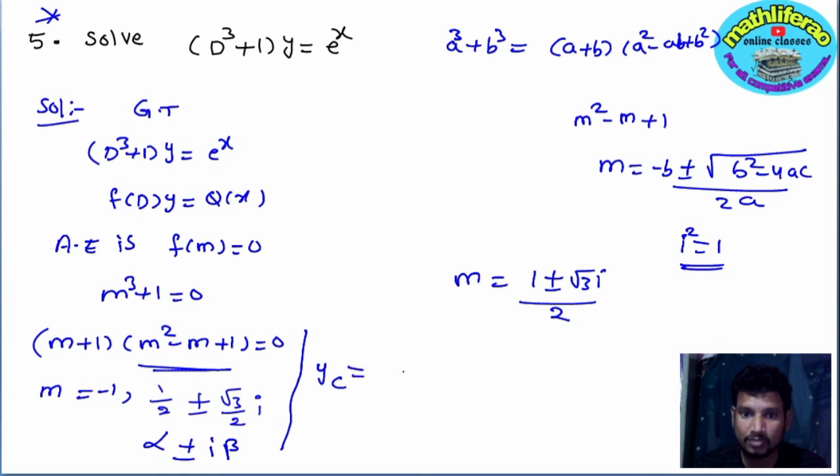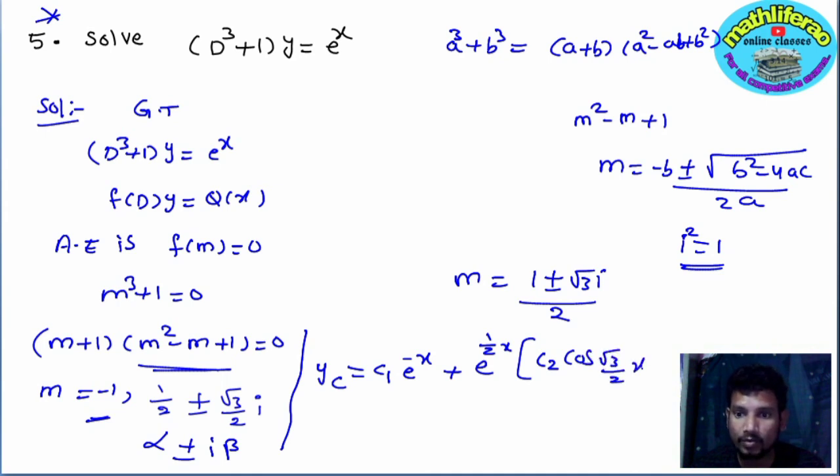Writing the real root first, 1 into e to the power minus x, plus for complex roots it comes as e power alpha x. The alpha value, the real part, is 1 by 2 x, into c2 cos beta x. Here the beta value is root 3 by 2 x, plus c3 sin beta x. Here beta x value is root 3 by 2 x. This is the complementary function of this problem.